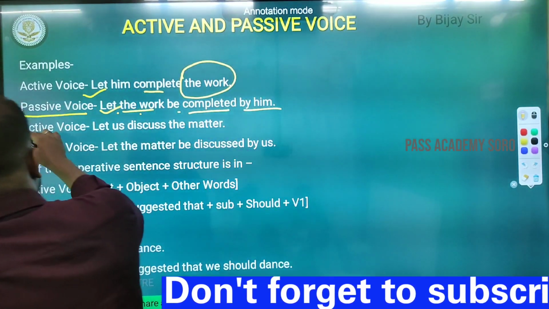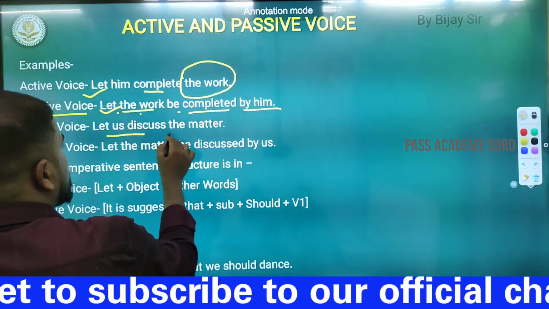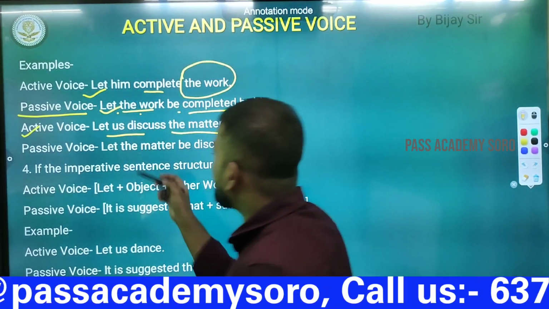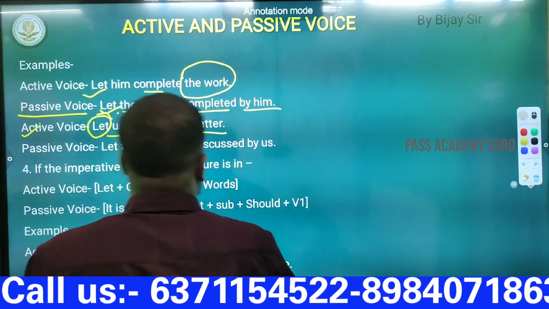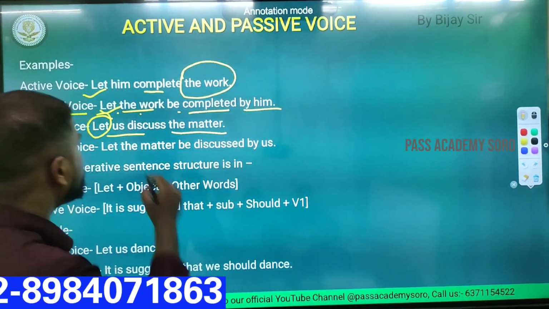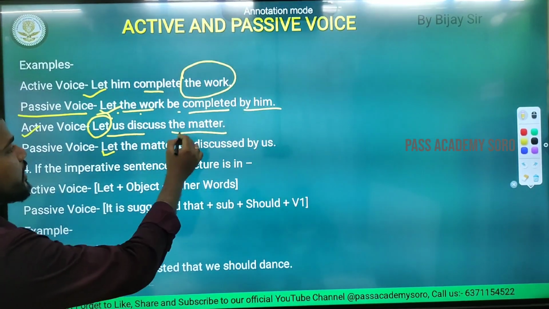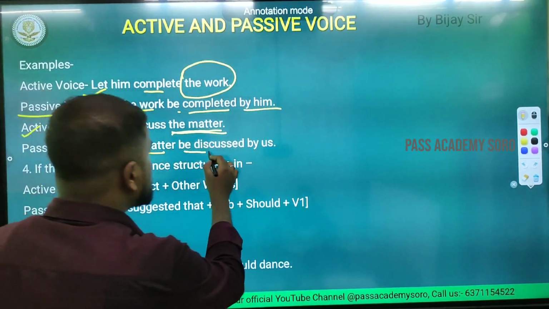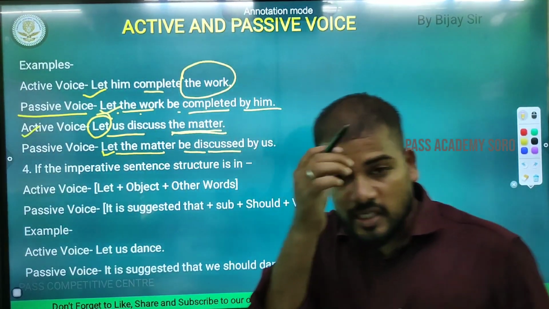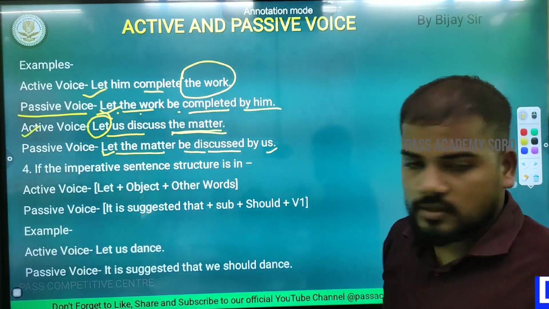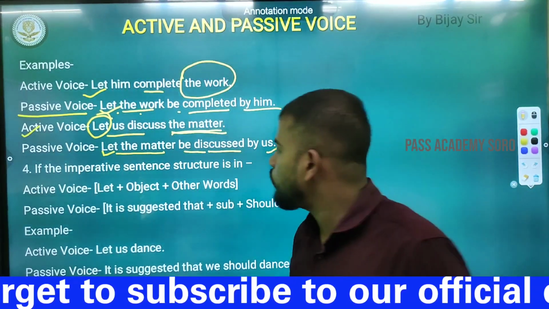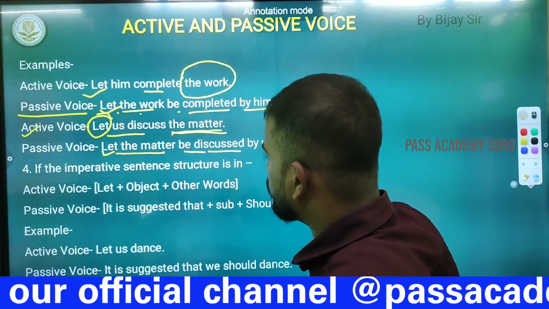Our next example, dear student, is let us discuss the matter. Let us discuss the matter. Here it begins with let. So when we convert into passive, we use let. Here the matter is the object. Let the matter be discussed, third form of discuss, that is discussed by us. Clear? I hope you understand, dear student.